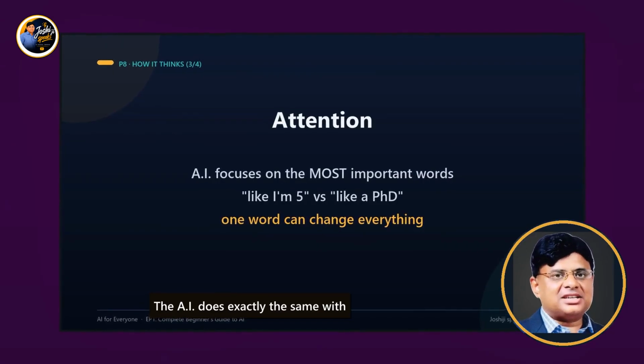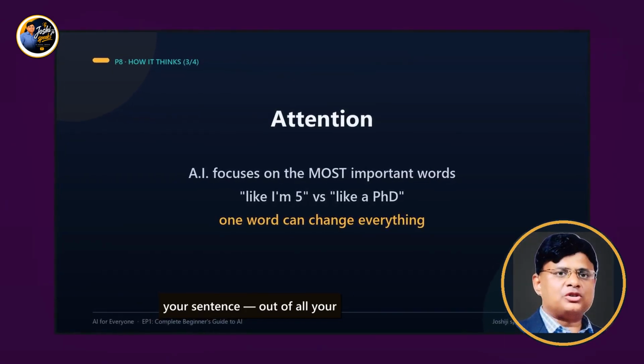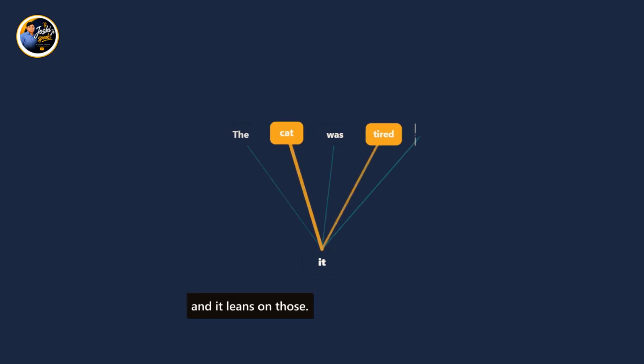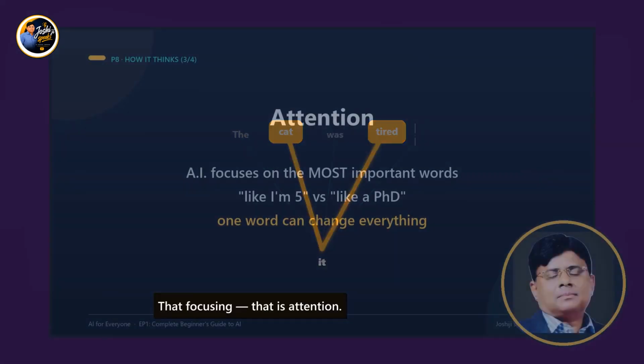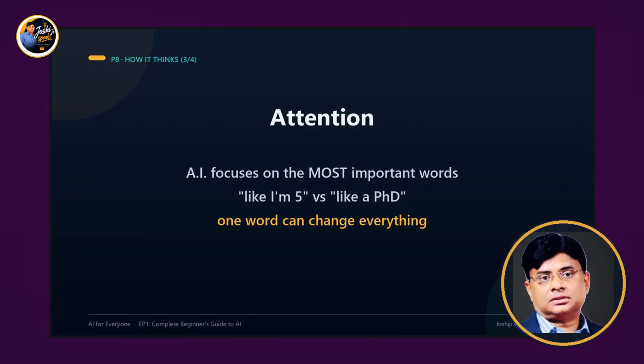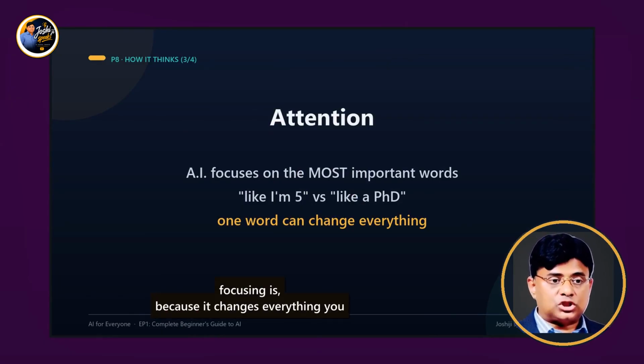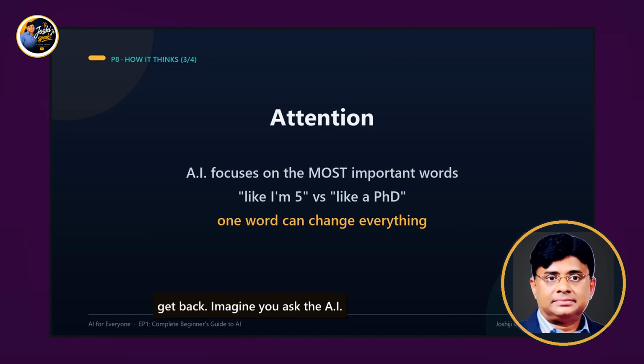The AI does exactly the same with your sentence. Out of all your words, it decides which ones matter most for what you are asking, and it leans on those. That focusing, that is attention. Let me show you how powerful this focusing is, because it changes everything you get back.